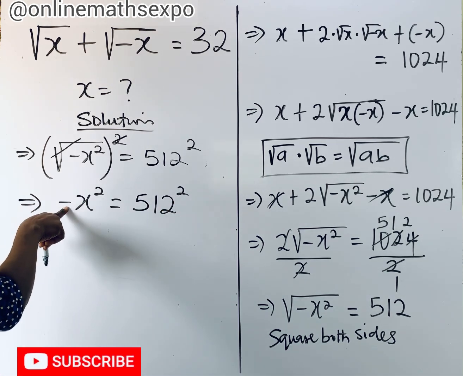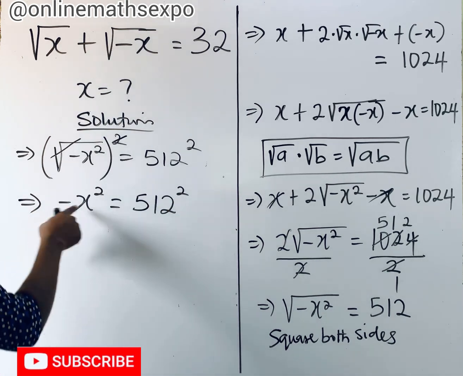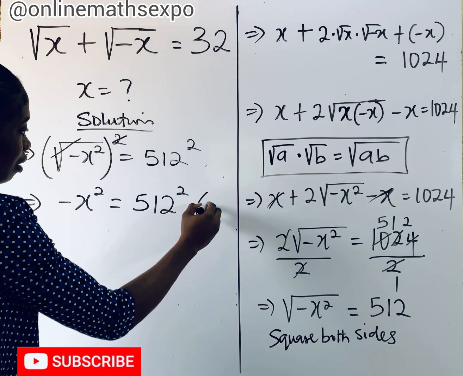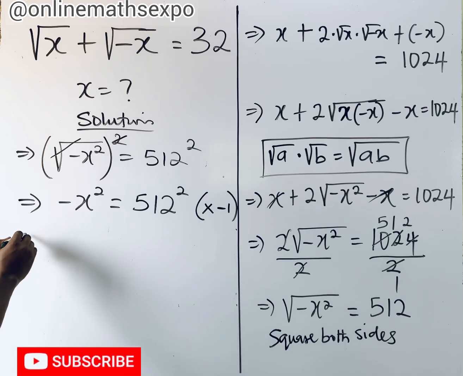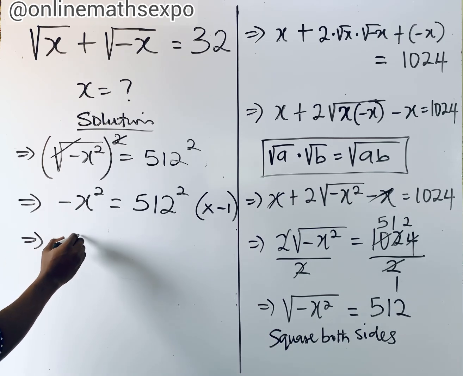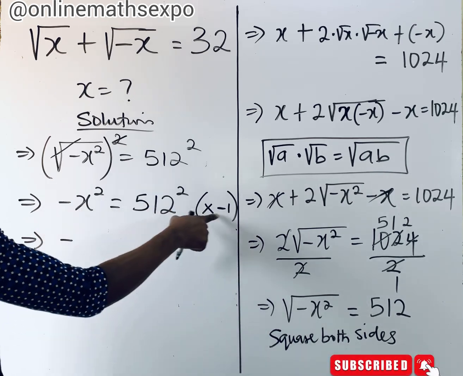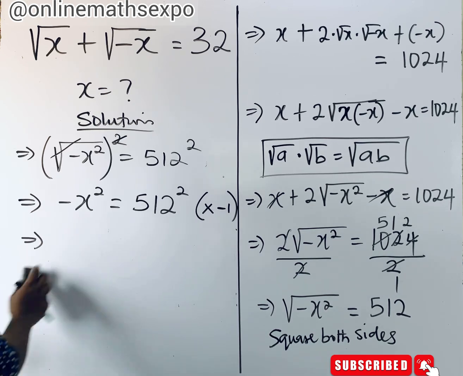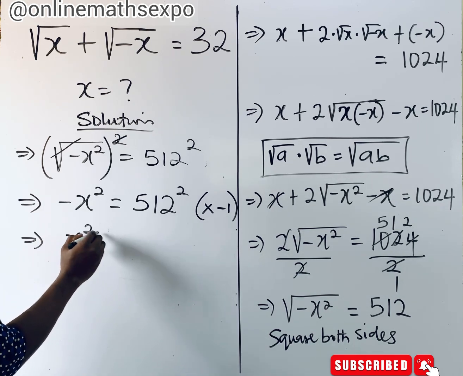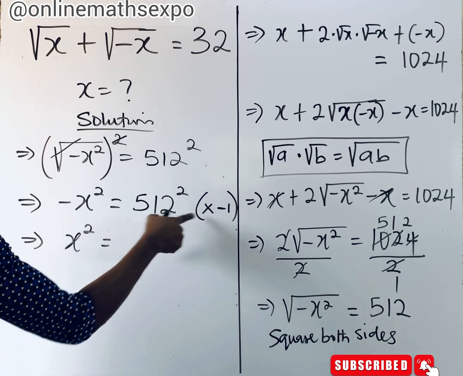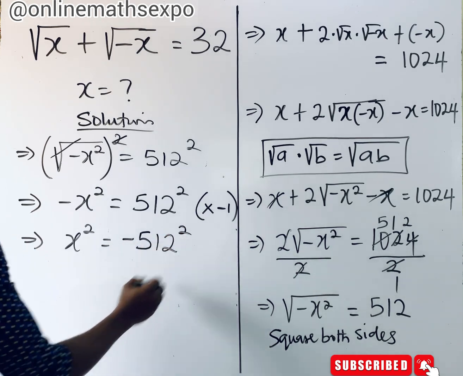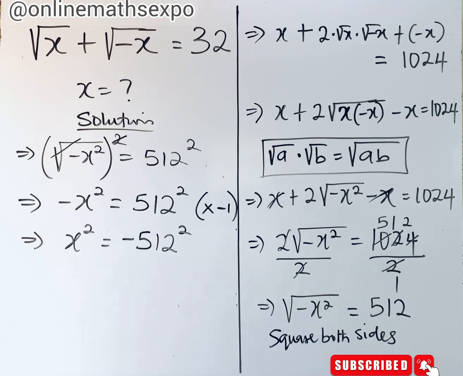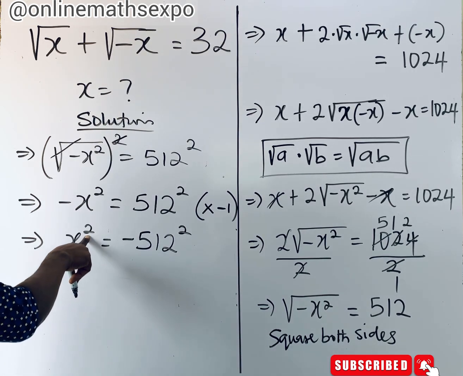Now we want to remove this negative sign. So we're going to multiply both sides by negative 1. If you do that, negative x squared multiplied by negative 1 gives us x squared. Then multiply this by negative 1, you have negative 512 squared. Interesting. Now at this point, you are going to remove the square.